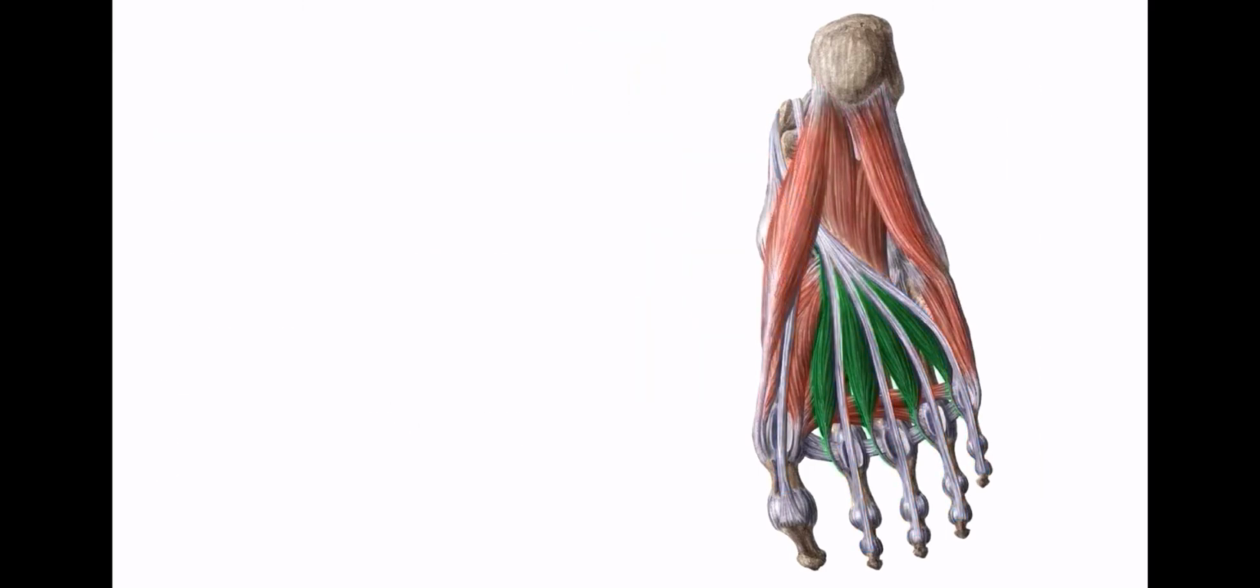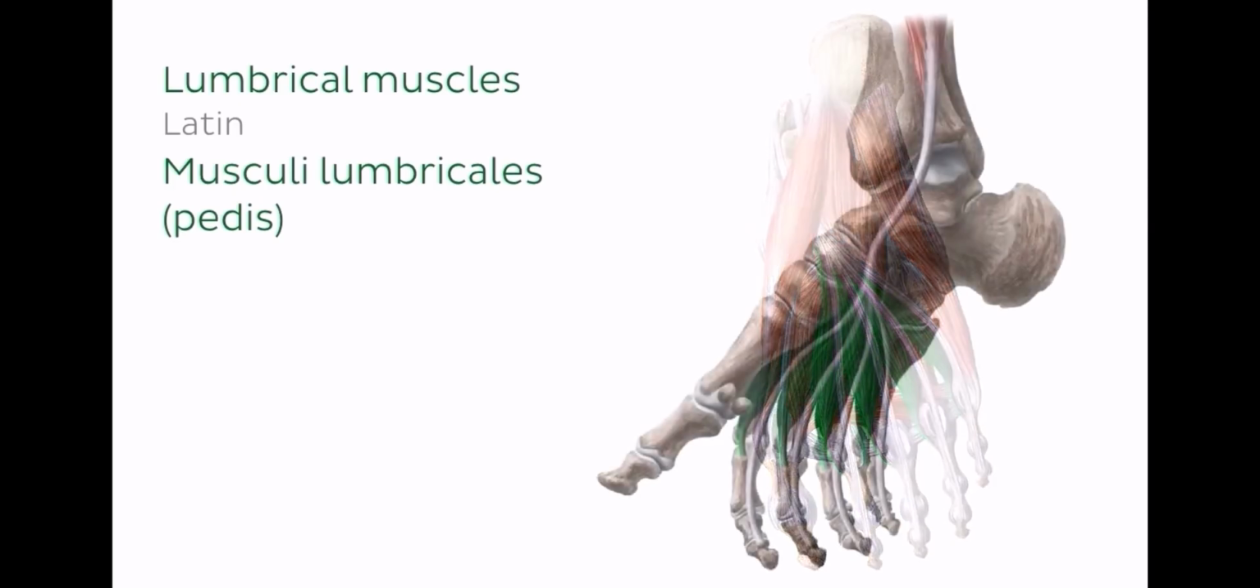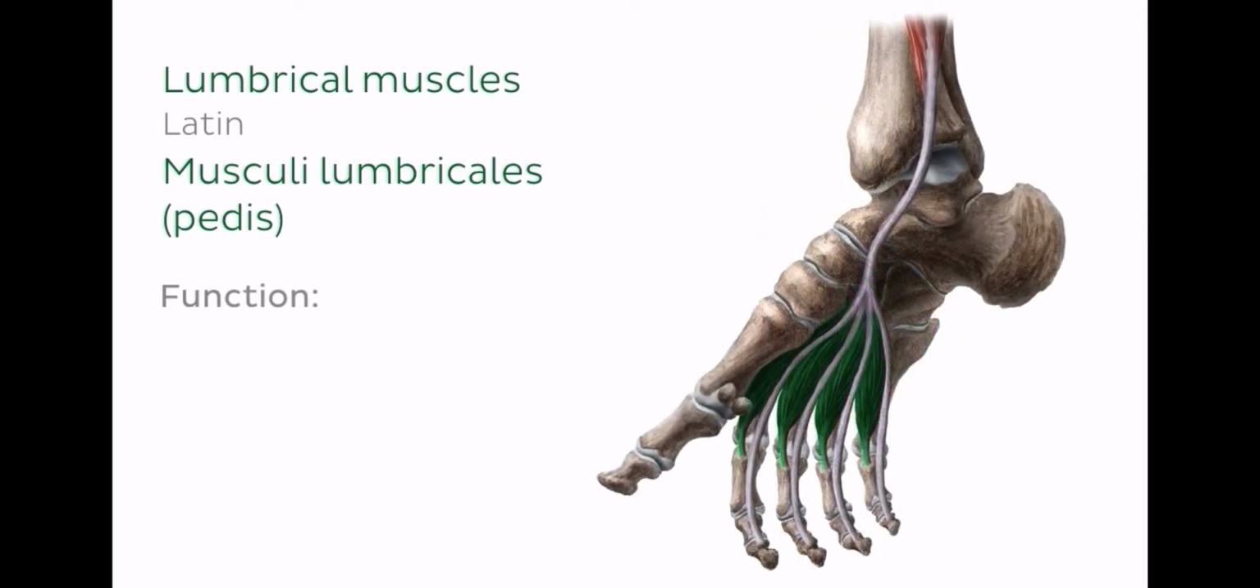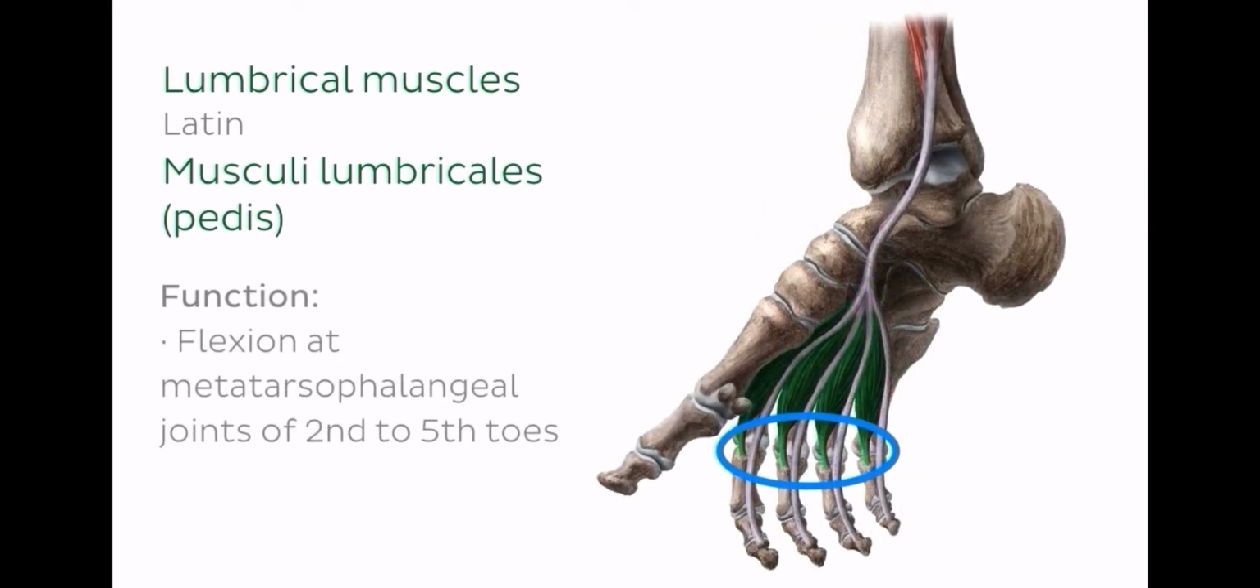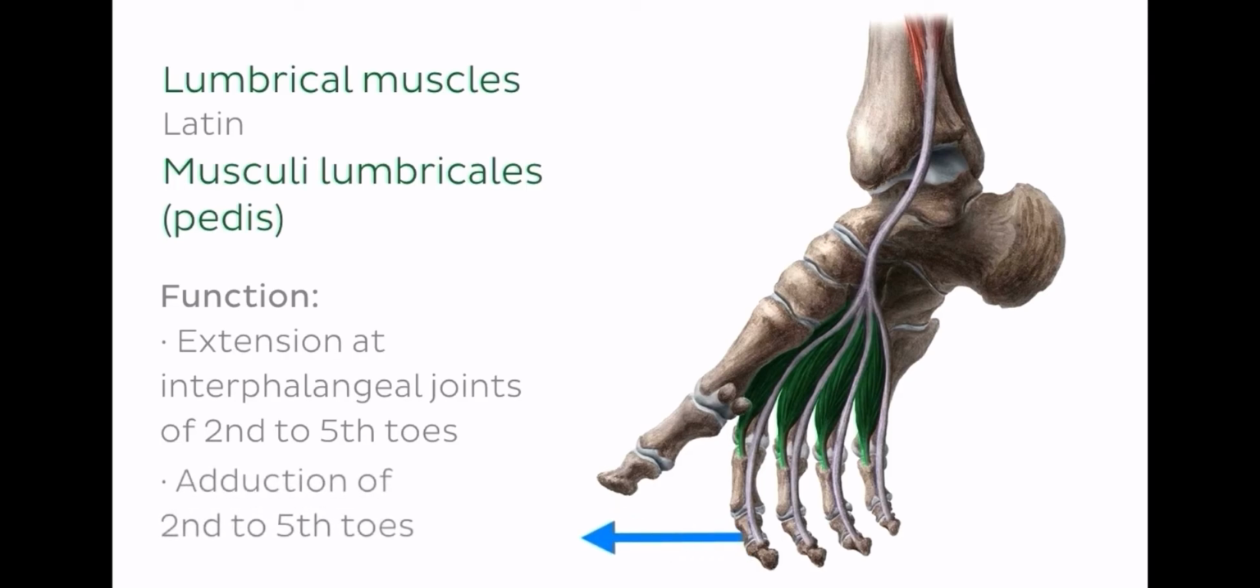Okay, the next muscles I want to talk about are the lumbrical muscles, and they're a group of 4 short muscles that act directly on the skeleton. And they, of course, help with flexion of the metatarsophalangeal joints of the second to fifth toes, as well as help with extension of the interphalangeal joints of the second to fifth toes. It also helps with the adduction of the second to fifth toes.